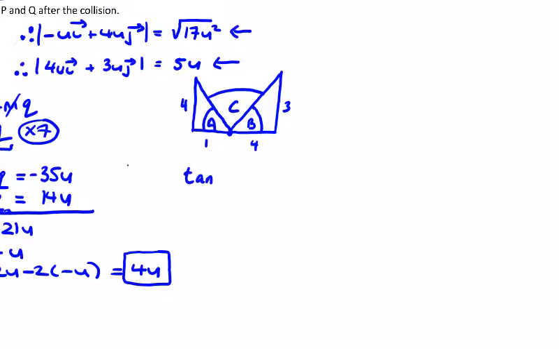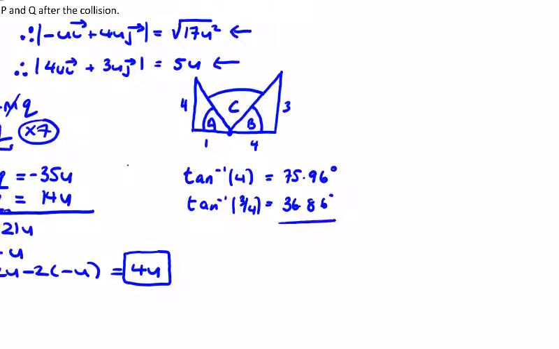So the inverse tan of 4 is equal to 75.96 degrees. The inverse tan of 3/4 is equal to 36.86, which we see all the time. If we add these together, we're going to get 112.82. So if we take that away from 180, we're going to get 67.18 degrees for the angle between P and Q.